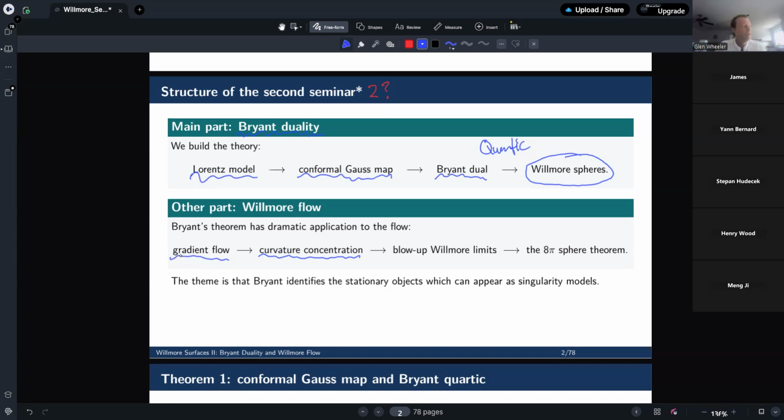So you rescale and you produce this limiting object called a blow-up limit. And that blow-up limit, because of the scale invariance of the Willmore energy, is going to be Willmore again. And so then you produce this Willmore surface. And then at this moment, this is really when Bryant's result applies.